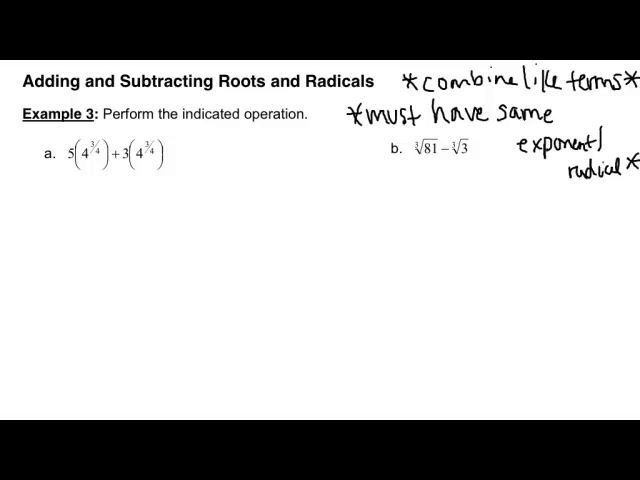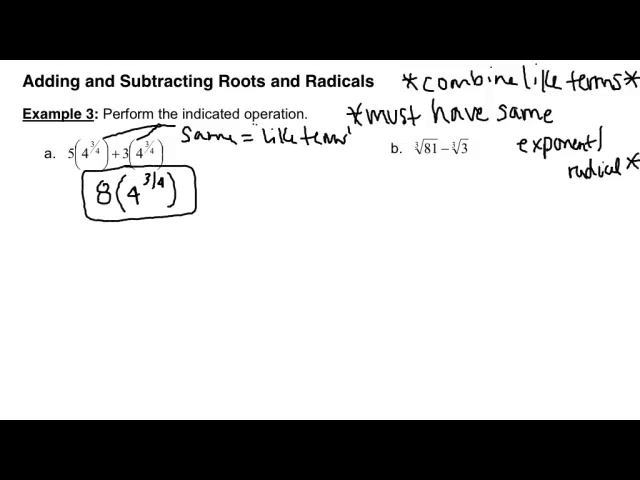So for part A, we have 5 times the quantity 4 to the 3/4 power plus 3 times 4 to the 3/4 power. Now if you notice, we have 4 to the 3/4 power in both of these. Since they are the same, they are like terms. So again, it's like saying 5x plus 3x. They both have an x, so we can add them together. So we're just going to add the coefficients. So 5 plus 3 is 8, and we're going to leave the exponent alone. So 4 to the 3/4. So this is 8 times 4 to the 3/4, and that's as simplified as we can get it.